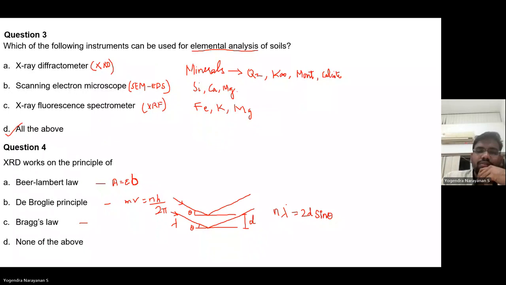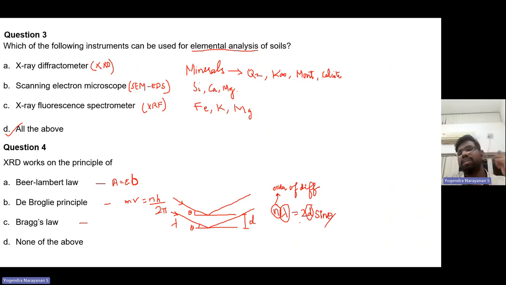Now, lambda is known. N is known, where N is the order of diffraction. And theta is known, from which we will be obtaining d. And this d, based on the database available in the public domain, will be related, and the corresponding mineral will be correlated with the value of d.